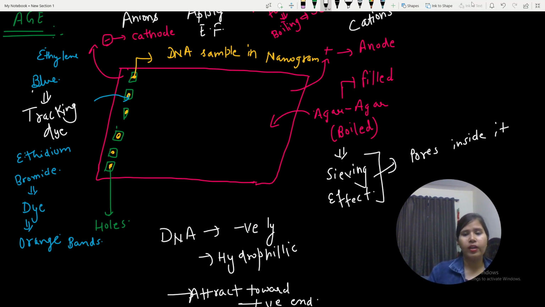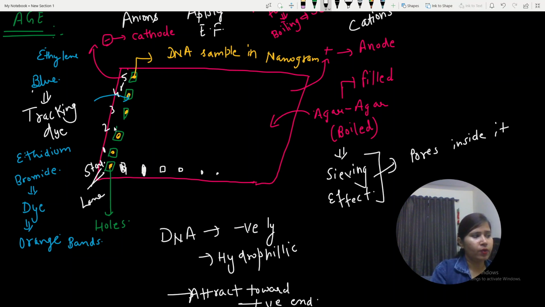Now, how can you compare your bands with other bands? Basically, in different lanes, suppose this is a standard lane, and this is lane number one, two, three, four, and five. Over the standard lane, bands already appear. Suppose these are the bands. So it acts as a standard lane.